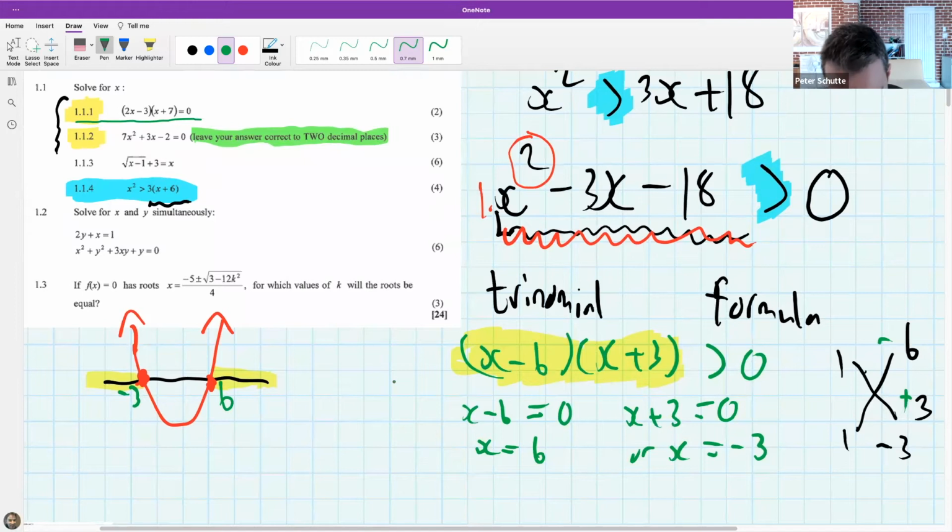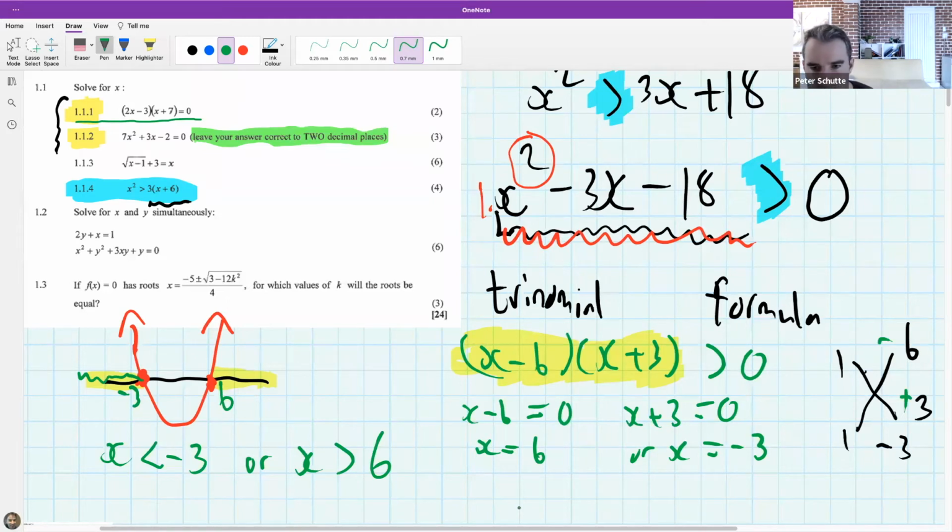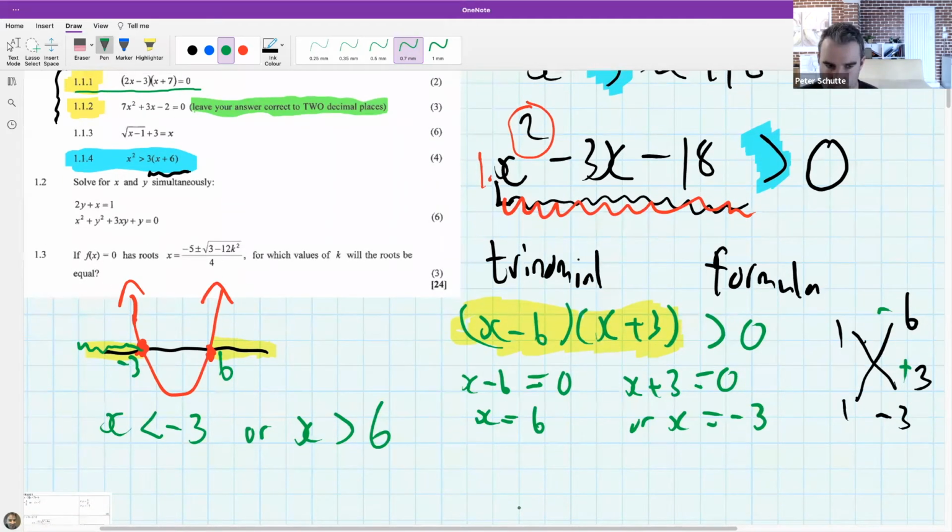Now, here is the final step. When we talk about an inequality, we're looking for all the values that make the statement true. So we're asking, when is x squared minus 3x minus 18 greater than 0? It's greater than 0 when it's above the line. It's basically the yellow bits. And so my final answer is going to be x is less than minus 3, which is this bit over here, or x is greater than 6.